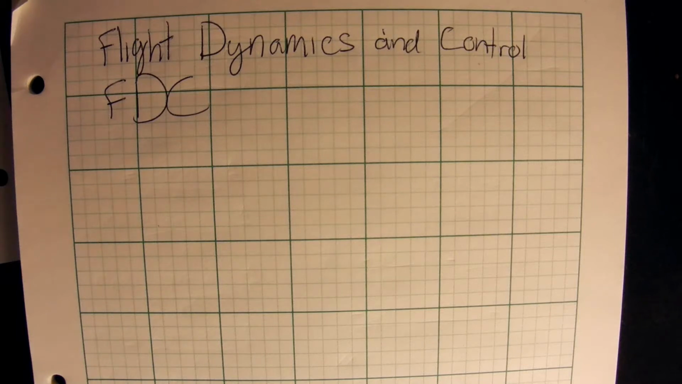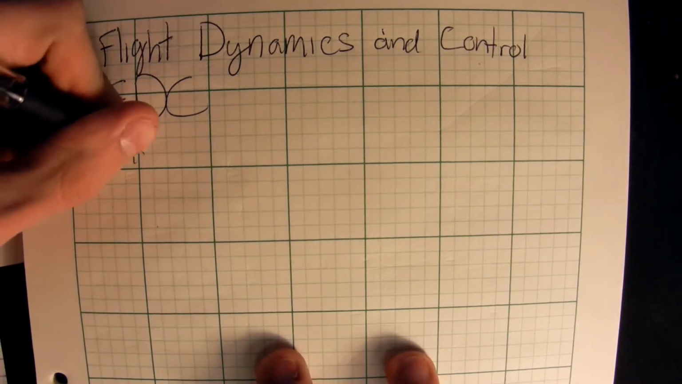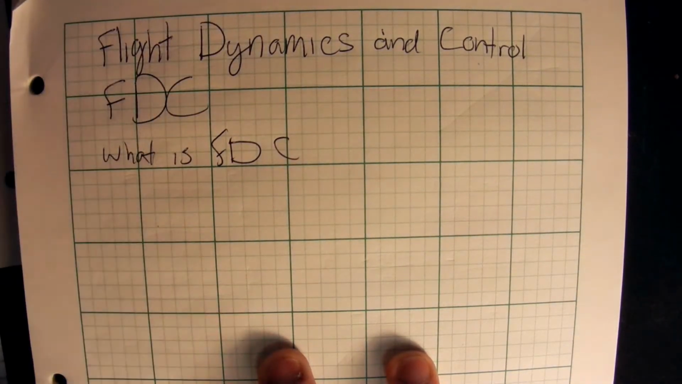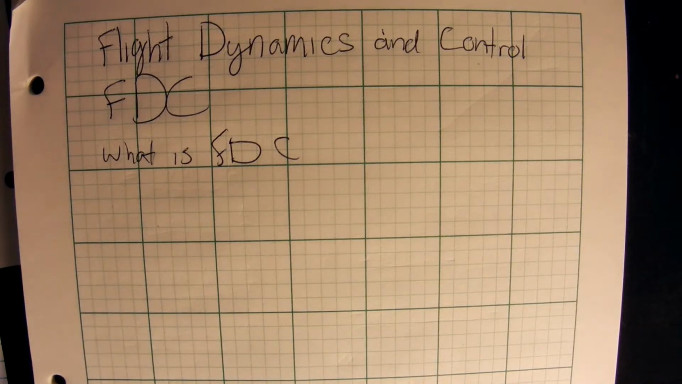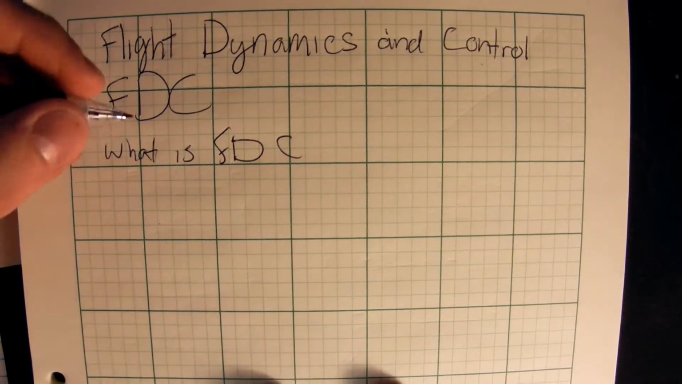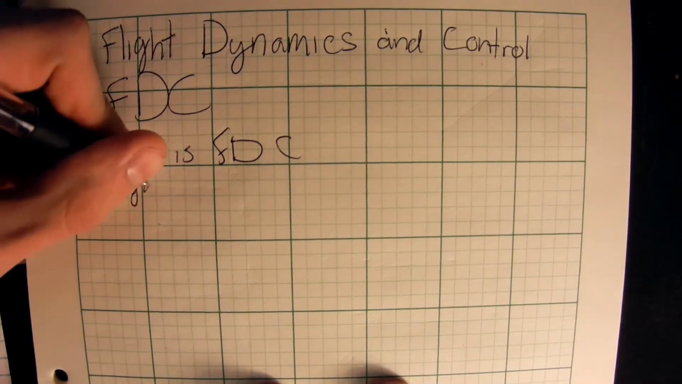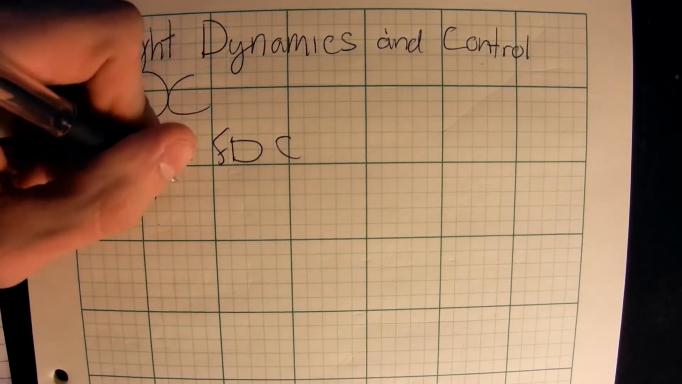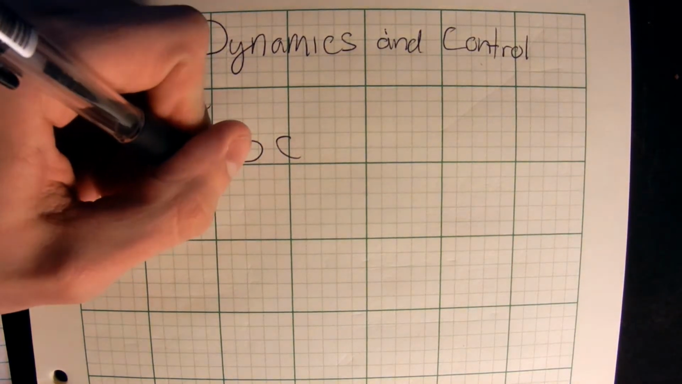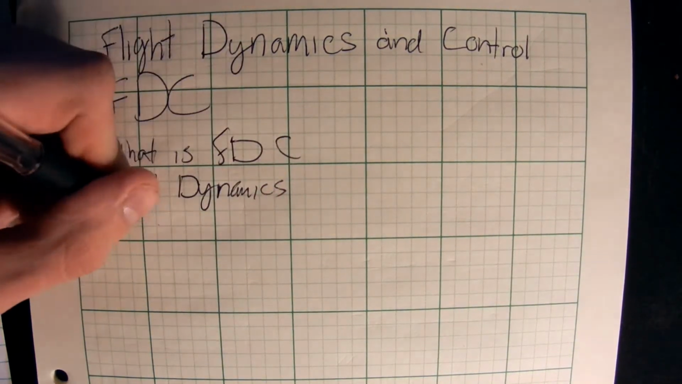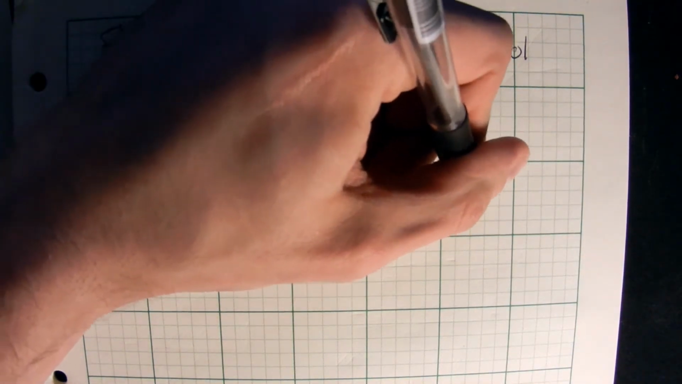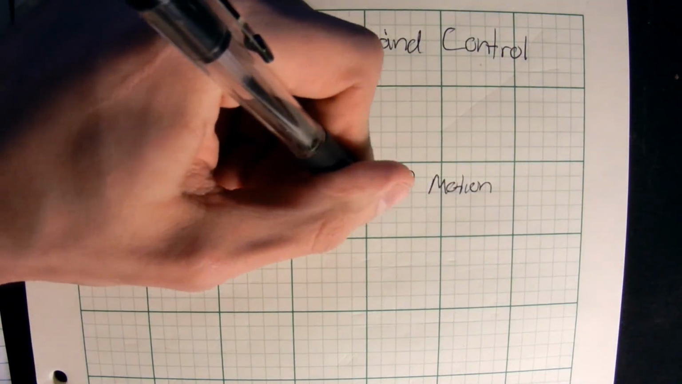First of all, what is FDC? Flight Dynamics and Control. It is broken up into two parts: the flight dynamics, and the control aspect. The first part, flight dynamics, is the study of motion of the aircraft. It's the equations of motion. So flight dynamics is the study of motion, more specifically, the study of motion of the aircraft.